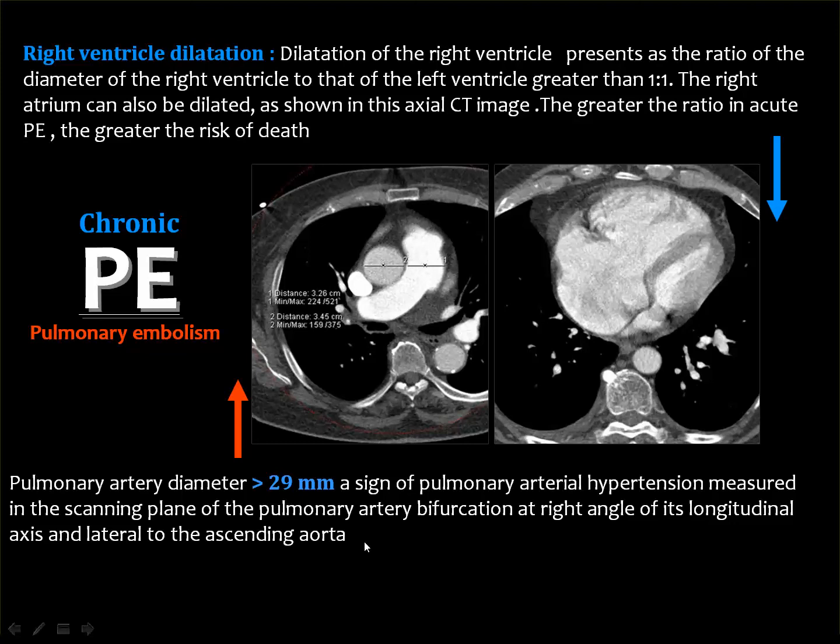Also, one of the manifestations of chronic pulmonary embolism is the development of pulmonary arterial hypertension with all the previously mentioned signs. Number one, dilatation of the pulmonary trunk compared to the adjacent aorta. Number two, dilatation of the right side of the heart, including the right atrium and the right ventricle. Number three, bowing of the interventricular septum towards the left side.